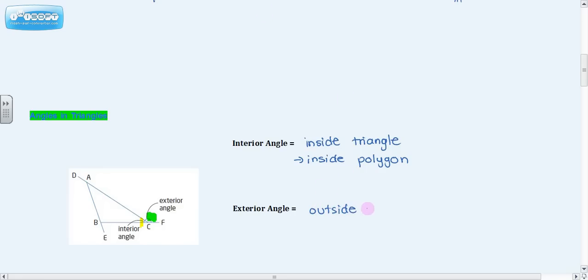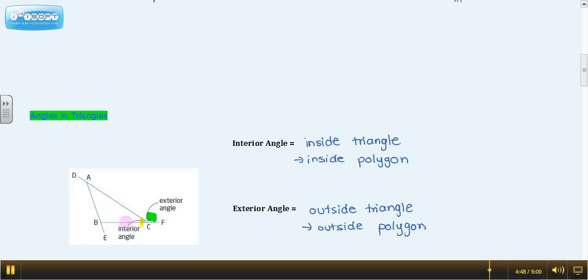So in our case, it's outside of the triangle. It is formed by extending one of the lines of the shape. So in this case here, we have a triangle. If we extend this line, we have an exterior angle.